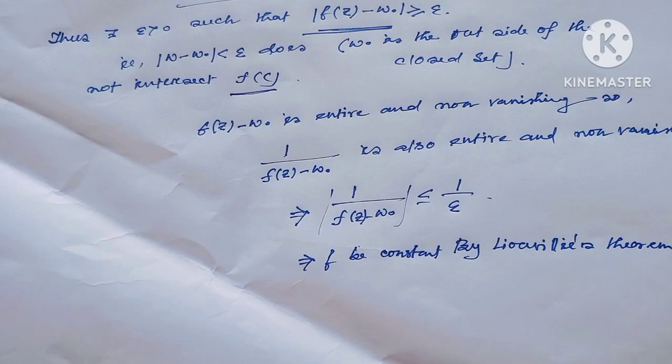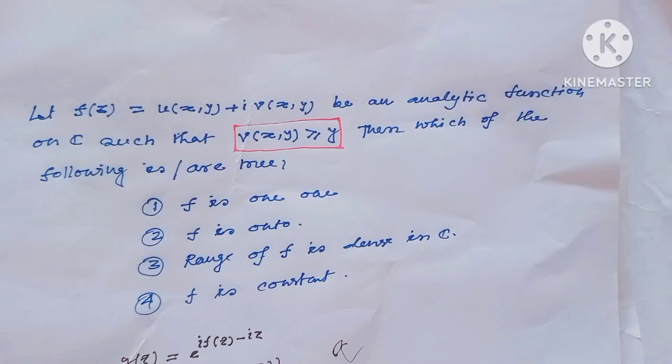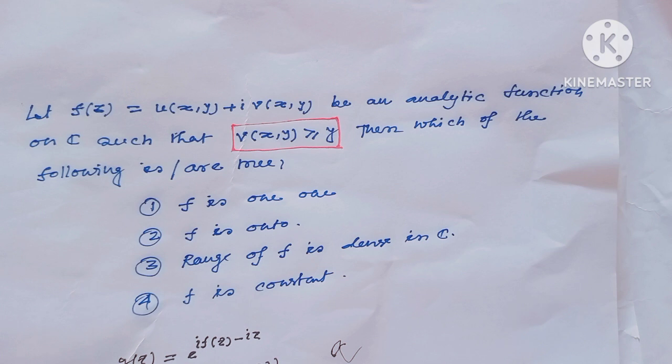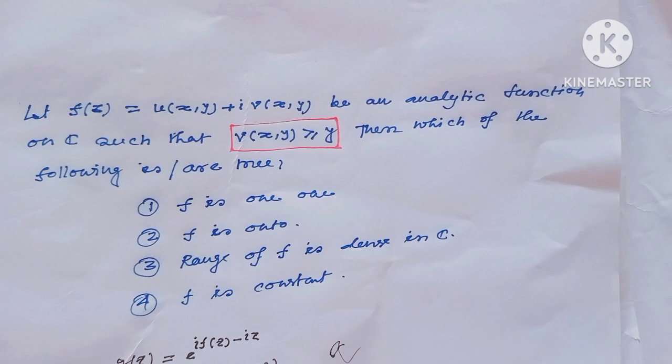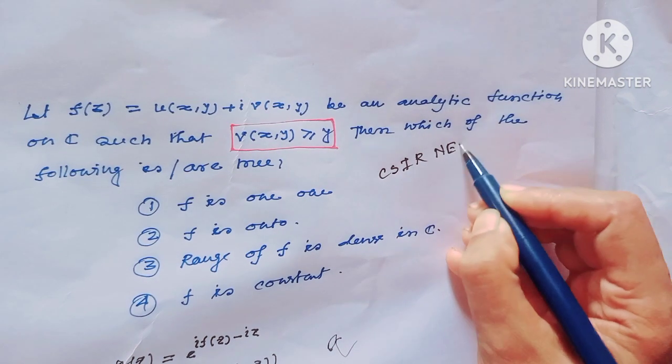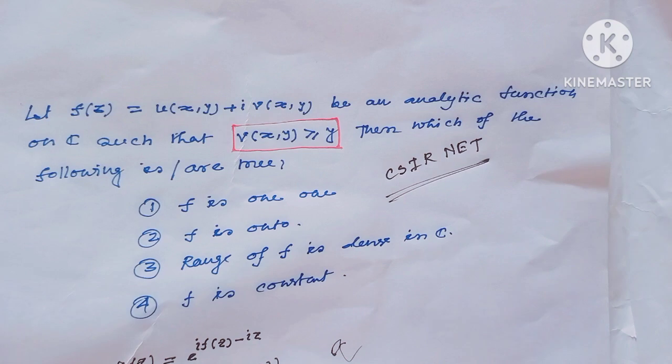Next, let f(z) equal u(x,y) plus i v(x,y) be an analytic function on the complex plane C, with the condition that v(x,y) is greater than or equal to y. Then which of the following statements is true? Option 1, f is 1-1; option 2, f is onto; option 3, the range of f is dense in the complex plane; and option 4, f is constant. This question came in the CSIR NET exam. At first, try it yourself.